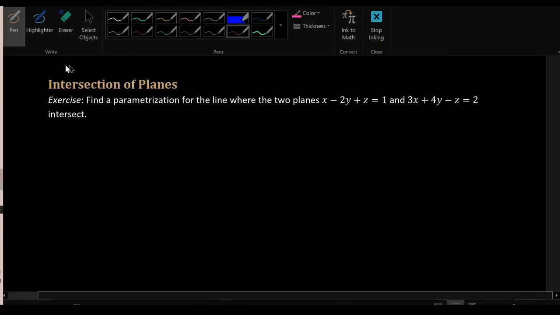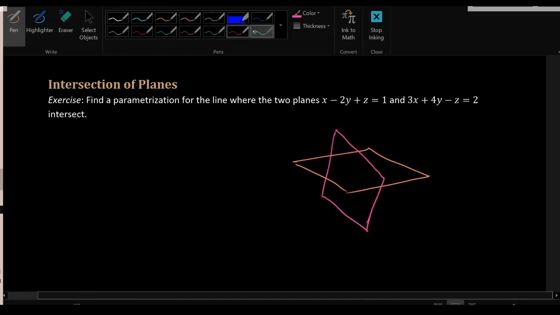So now that we have some experience finding the equation of a plane, I would like to change track a little bit. And I would like to do a problem which exercises our understanding of equations of planes and parametric equations of lines. In this exercise, we're being asked to find a parameterization for the line where the plane x minus 2y plus z equals 1 intersects the plane 3x plus 4y minus z equals 2.